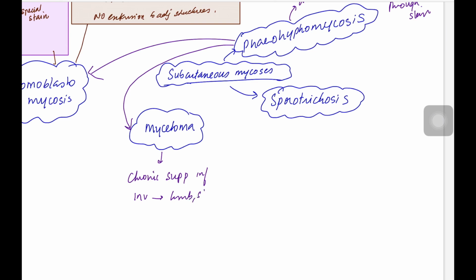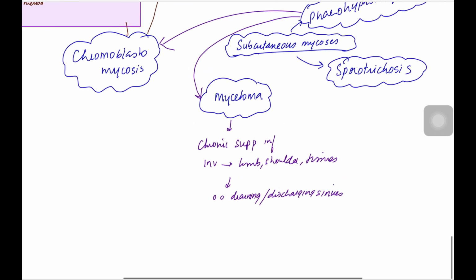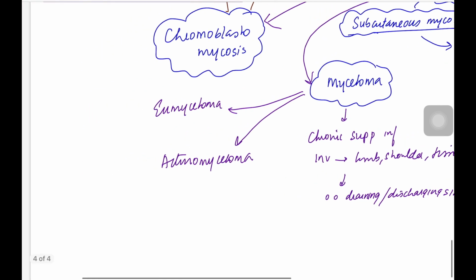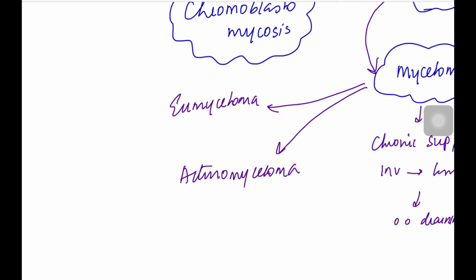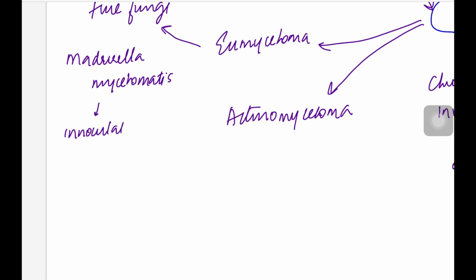Mycetoma is also a chronic suppurative infection involving the limb, shoulder, or other tissues, and it is characterized by a draining or discharging sinus. The discharging grains consist of colonies of fungi or bacteria. There are two types depending upon the causative agents. One is eumycetoma, that is a fungal disease, and the other is actinomycetoma, that is a higher bacterial disease. The fungi causing eumycetoma include both hyaline molds and brown-black molds. Eumycetoma is a true fungal infection caused by Madurella mycetomatis.